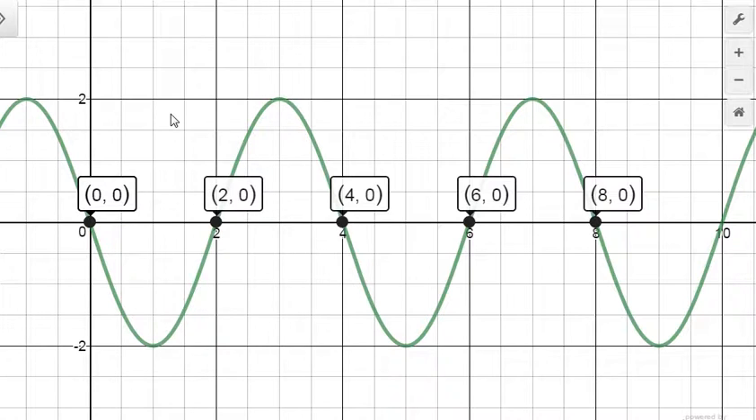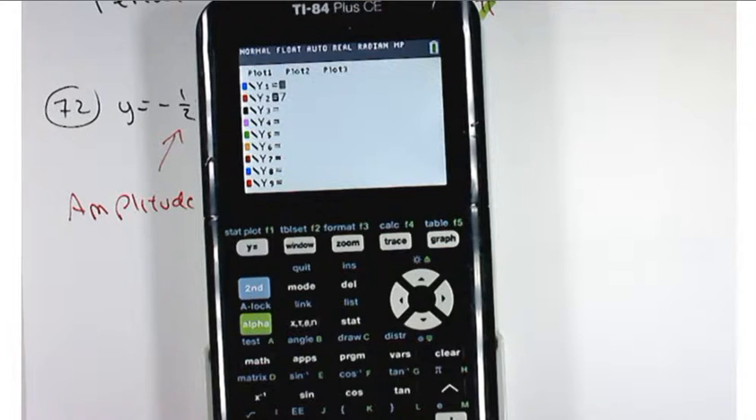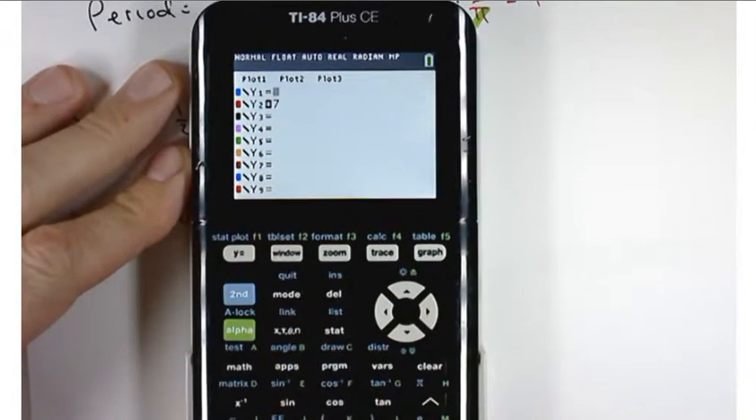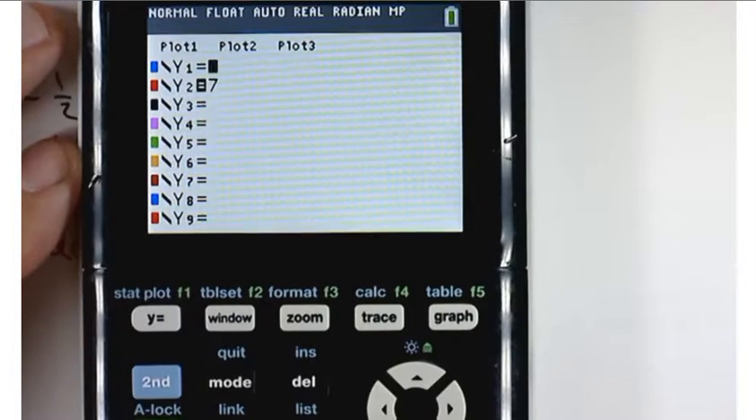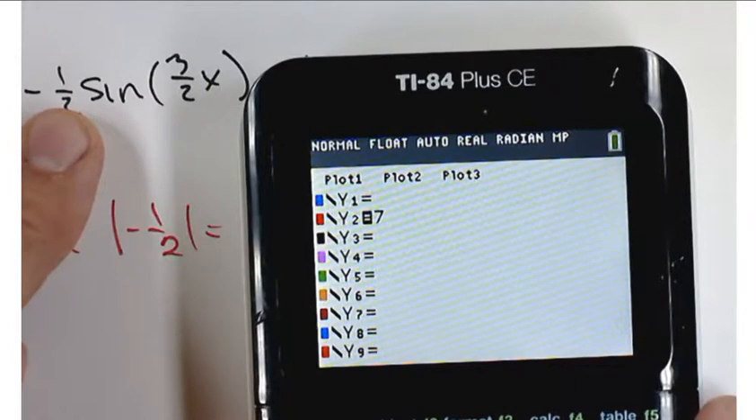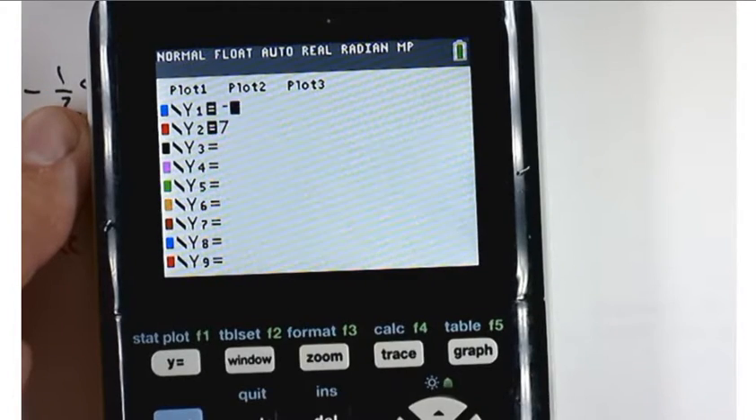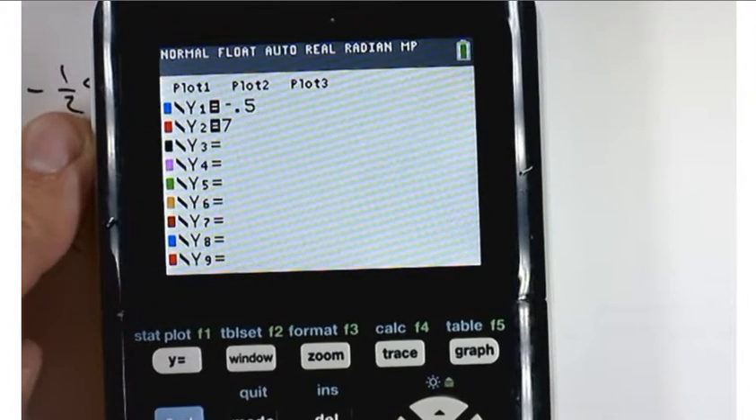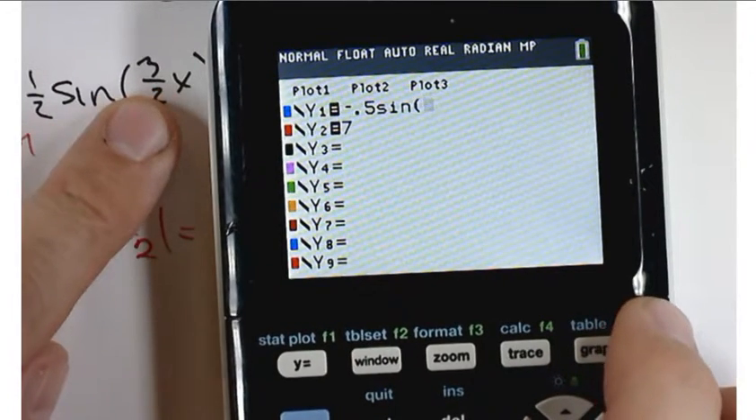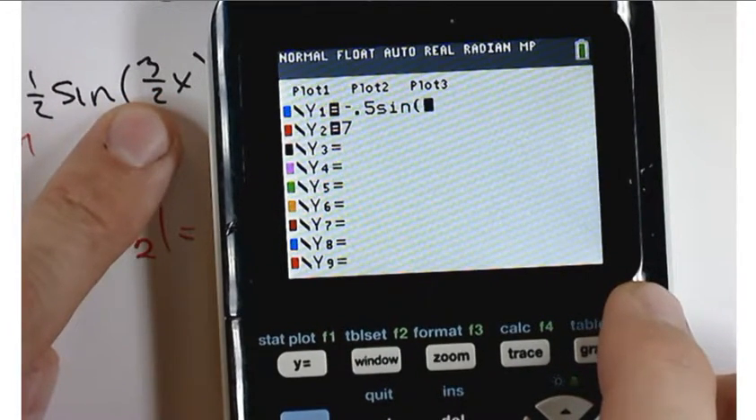So let's plug in our function. Let's click over to the screen. Hit the y equals key. Let's enter in. Now it's convenient, instead of trying to deal with the minus 1/2 and a fraction or something like that, just enter minus 0.5. All right, let's keep it simple. Minus 0.5 sine of 3x, or excuse me, 3/2 x.